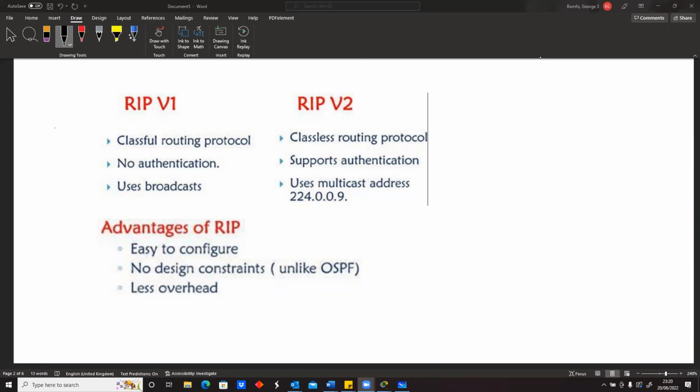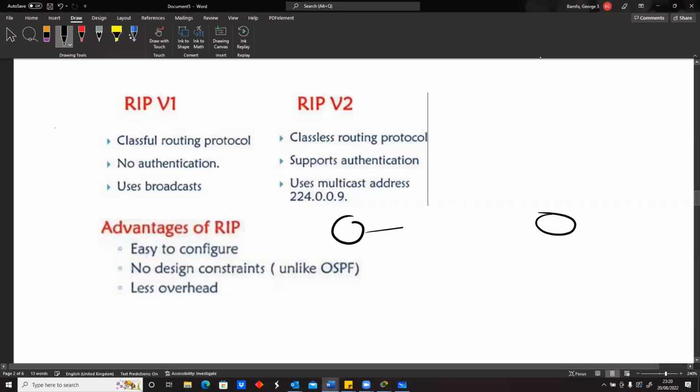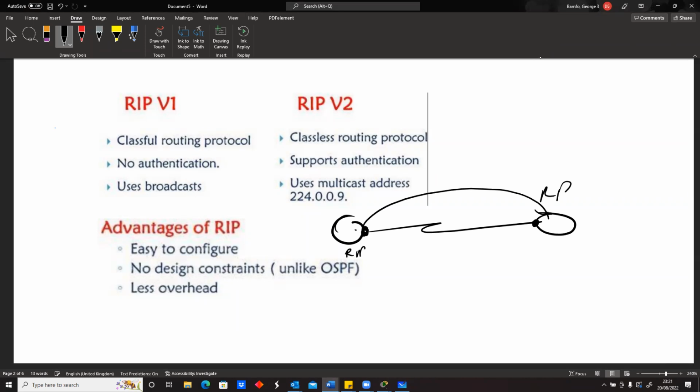Version 1 doesn't care about authentication. So this is what authentication means. Authentication means that if you connect a router and you configure RIP on here, and you configure RIP on here, and you put some password on these two interfaces, the only way they can exchange networks is if the passwords are the same. But with RIP version 1, it doesn't care about authentication. So once you configure RIP on the two devices, there's no password, they will still communicate.